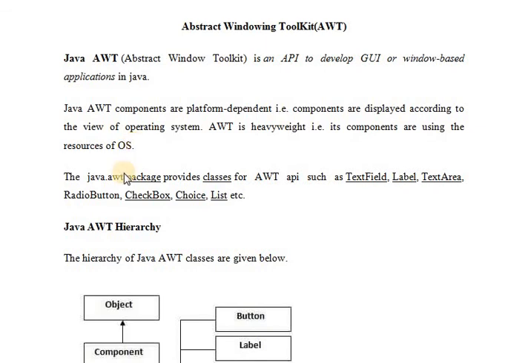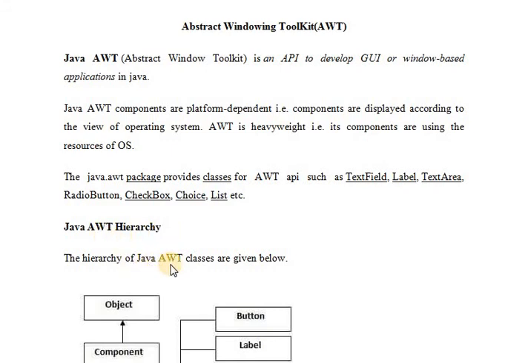Now we will see in which package it is available. It is available in the java.awt package, that is Java AWT. In Java, AWT classes provide classes for the AWT API such as text field, label, text area, radio button, checkbox, choice, list, etc. So within the AWT package, these things are available. Next we will see the Java AWT hierarchy.